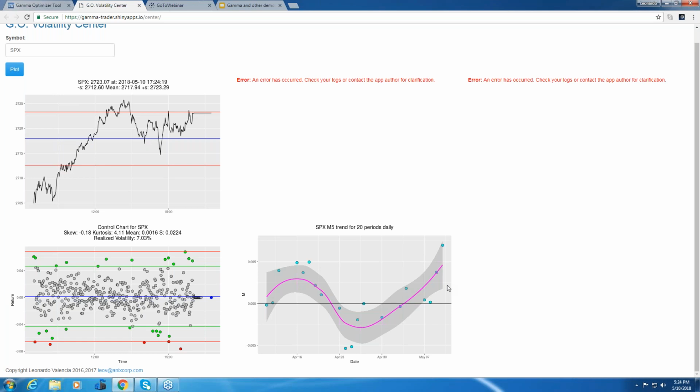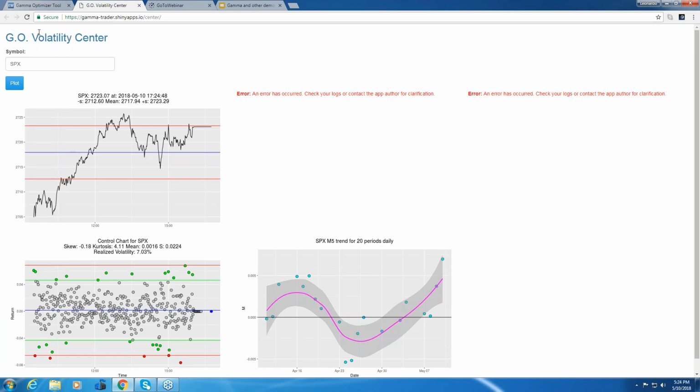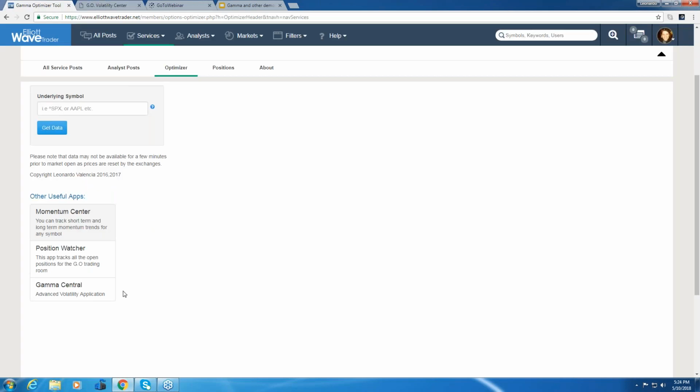It helps me to establish. And here, because the market is closed, I don't have the intraday charts. We have two intraday momentums: a slow momentum from 10 minutes to several hours, and a very fast momentum from 1 minute to 10. They are very useful. And we also have the Gamma Central, which I love. It is one of those tools that I really like.